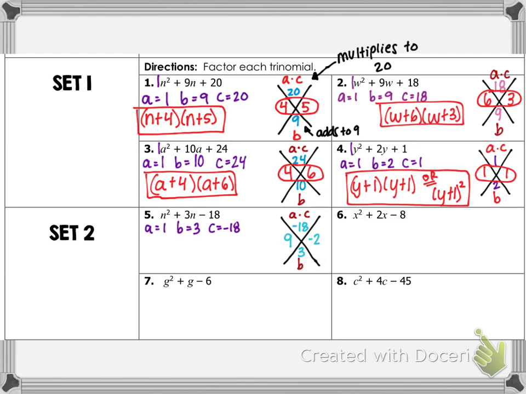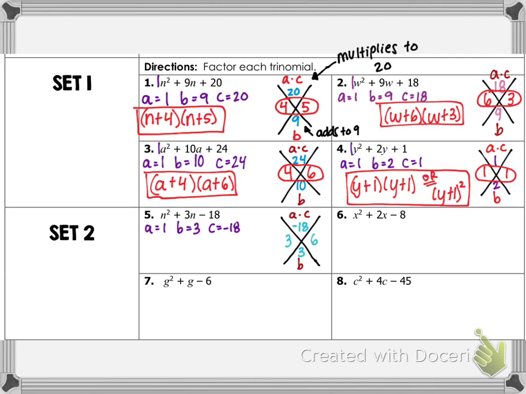So first of all, 9 and negative 2. Let's just pretend we decided to choose 9 and negative 2, because 9 times negative 2 is negative 18, right? But if we subtract these two, do we get 3? No, 9 minus 2 is 7. So it's not 9 and negative 2.